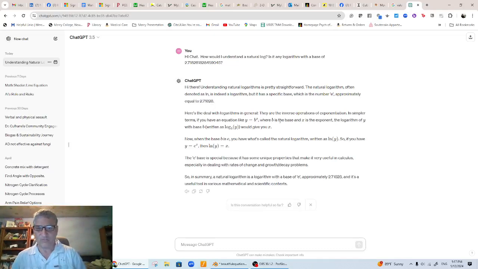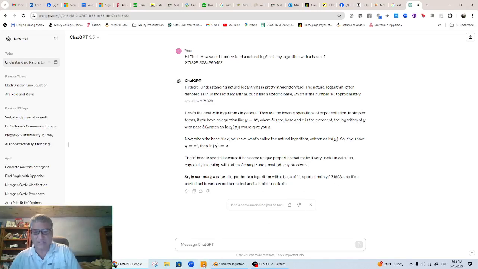Here's the deal with logarithms in general. They're inverse operations of exponentiation. In simpler terms, if you have an equation like y equals b to the x, where b is the base and x is the exponent, then the logarithm of y with base b would give you x. Now, when the base is e, it's called the natural logarithm, so if you have y equals e to the x, then its log is x. The e-base is special because it has unique properties that make it useful in calculus, with the rate of change and growth and decay problems. So in summary, a natural logarithm is a logarithm with a base of e approximately 2.7128.